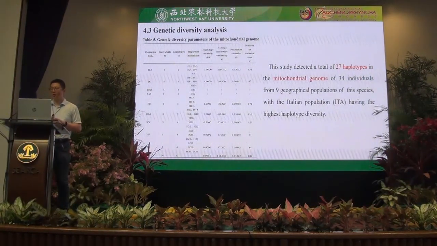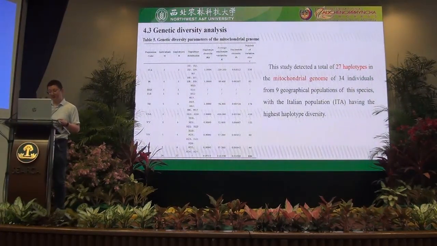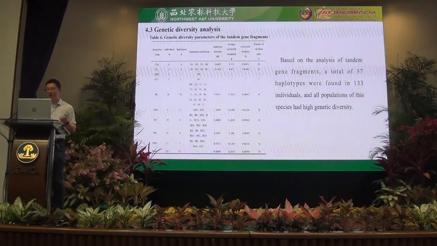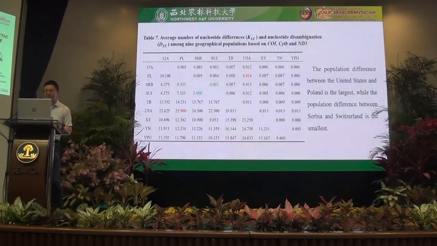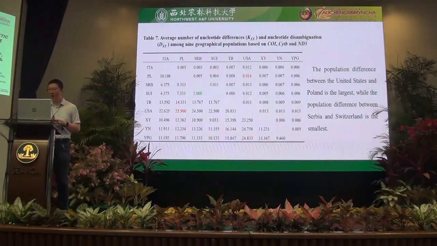This study detected a total of 27 haplotypes in the mitochondrial genome of 34 individuals from nine geographical populations of this species, with the Italian population having the highest haplotype diversity. Based on the analysis of 10 gene fragments, a total of 37 haplotypes were found in 133 individuals, and all populations of this species had high genetic diversity. The population difference between the United States and Poland is the largest, while the population difference between Serbia and Switzerland is the smallest.